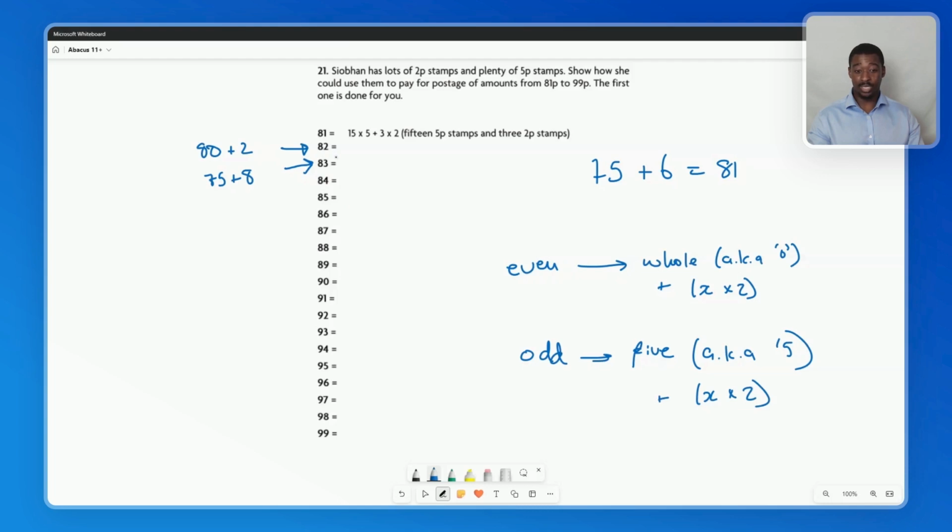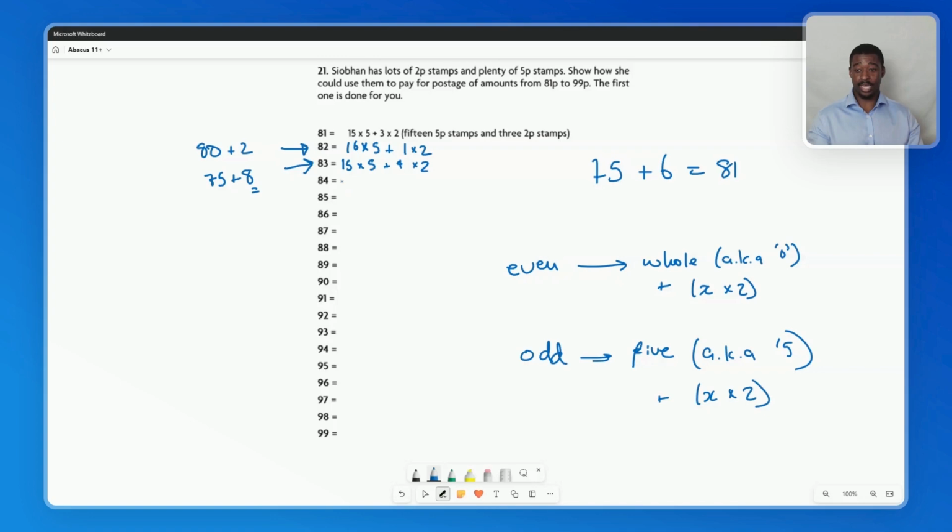So 82 is even, so let's get to a whole. How do we get to a whole 80 with 5p stamps? We multiply 5 by 16. 16 times 5 gives us 80, plus 1 times 2 gives us 82. So that will be 16 5p stamps and 1 2p stamp. 83, we go to 75, which is 15 times 5. Then we add on 8, which is 4 times 2.